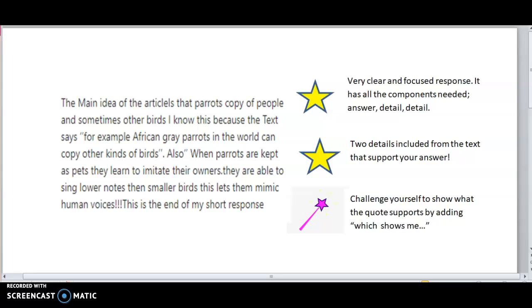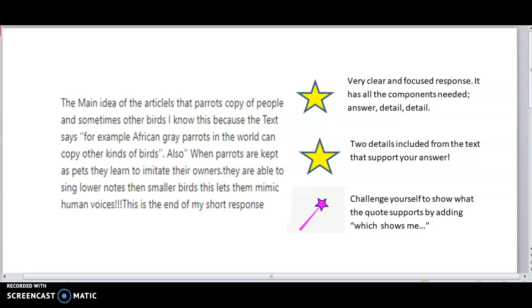Okay, so my two stars. My first star is that it's a very clear and focused response. Okay, it has all the components it needs. I can pick out the answer, I can pick out detail and detail. Okay, ADD, and it's right in there. My second star is that the two details included from the text support your answer. There are two details in there and they're relevant to support what you said the main idea was. They're not just plucked out of the text. They are specific to your response.